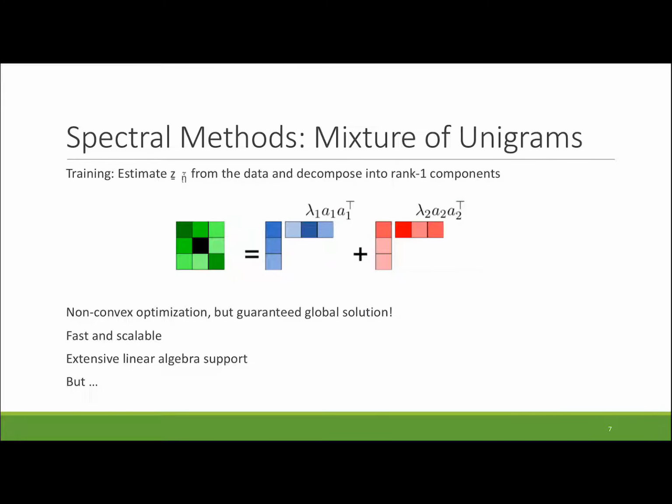So we can estimate this cross moment from the data because everything in this expected value is observed. So we can just directly estimate it from the data. And then we decompose it into its rank 1 components. This is a non-convex optimization, but it is guaranteed to have a globally optimal solution. It is also fast and scalable, and we have extensive linear algebra support for it.